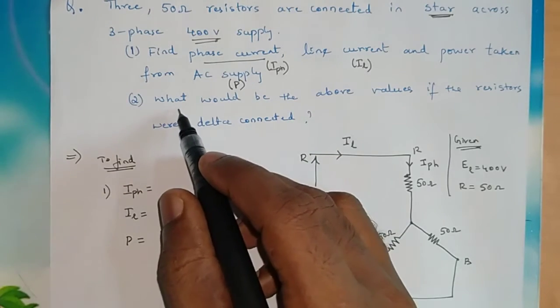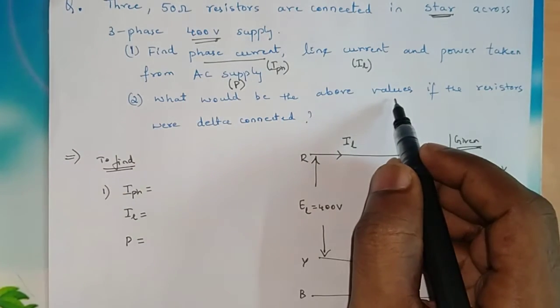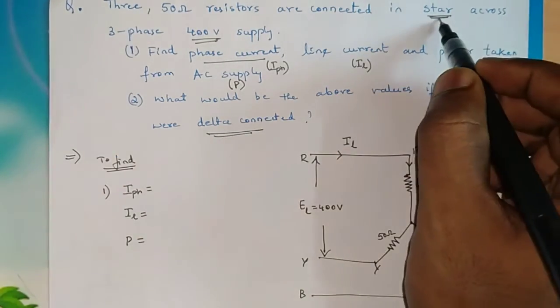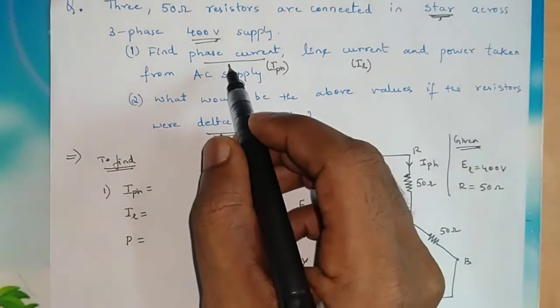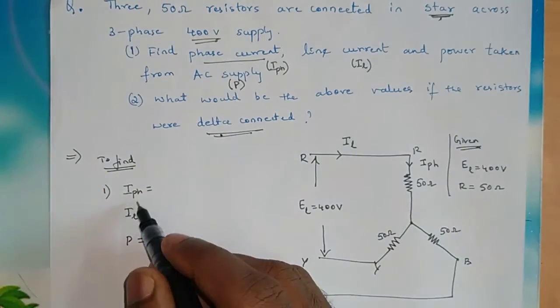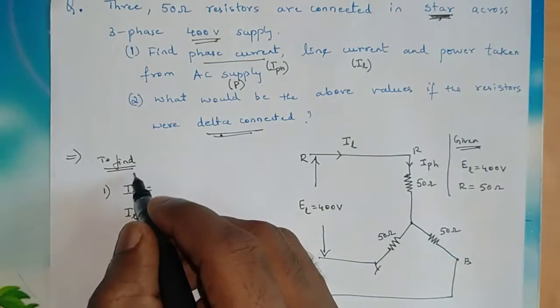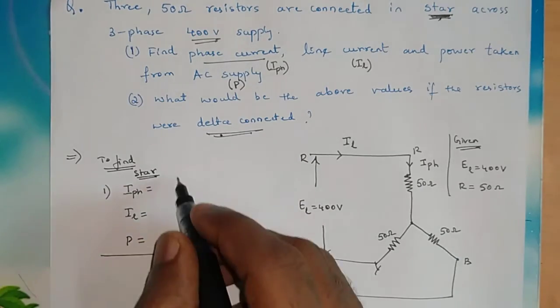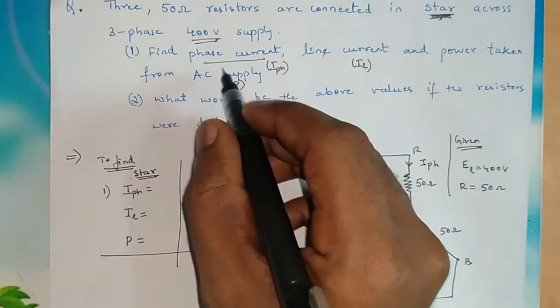Second one, you can just see what would be the above values if the resistors were delta connected. So it means in this problem they have given both star as well as delta. First thing they are telling to find out these parameters under star connection. So you're going to find out these parameters under star connection.